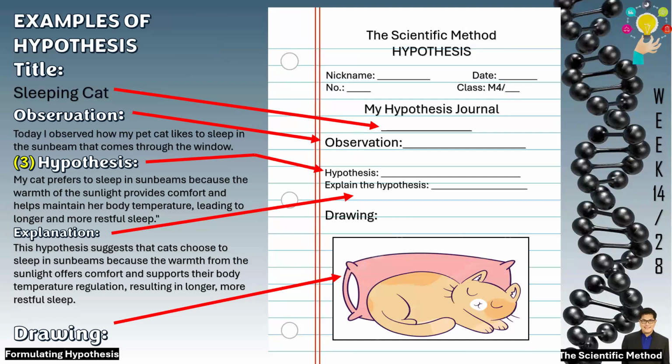And then the number three from the scientific method, which is the hypothesis: my cat prefers to sleep in sunbeams because the warmth of the sunlight provides comfort and helps maintain her body temperature, leading to longer and more restful sleep. Of course, after writing your hypothesis, you have to explain further, explain the hypothesis. This hypothesis suggests that cats choose to sleep in sunbeams because the warmth from the sunlight offers comfort and supports their body temperature regulation, resulting in longer, more restful sleep.